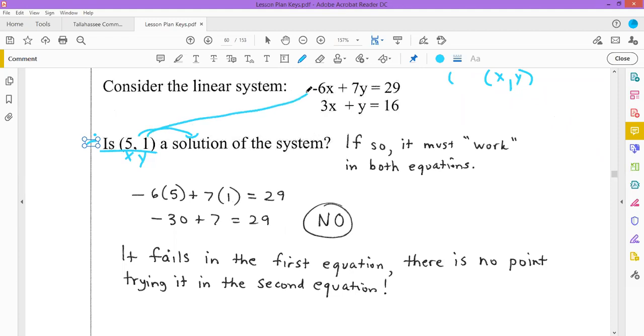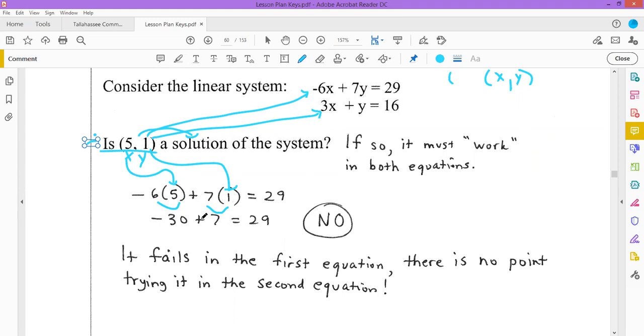All right, this solution would have to be true for both equations in order for it to be a solution to the whole system. So we'll start with the first equation, negative 6x plus 7y equals 29. And what we did was we substituted 5 for x and 1 for y. And when we do that, we simplify over on the left side of this equation. Negative 6 times 5 gives us negative 30. And 7 times 1 gives us 7. Carry down our equal sign and 29. And then we'll solve this here.